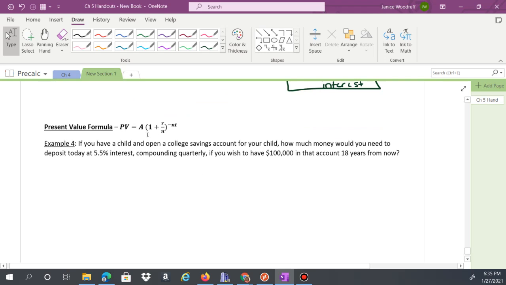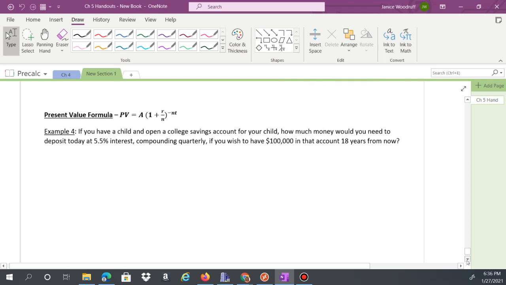Okay, present value. So this is another formula. Again, anything except for the periodic interest and the compounding and continuous interest formulas, if I give you a problem, I will put the formula on the test, okay? So anything except the 5.3 formulas. If you have a child and open a college savings account, how much money would you need to deposit today at 5.5% interest, compounding quarterly, if you wish to have $100,000 18 years from now? That would be a one-time deposit, not monthly deposits, and I just want it to sit there and grow.